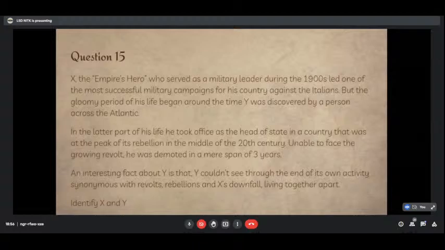X and Y in their direct sense are not related at all. Just the fact that their journey spanned across a similar period and coincided for quite a while. One was unable to deal with the revolt in the country he was serving. The other, which is Y, couldn't see through the end of its own activity, which is very synonymous with revolts and rebellions, something along those lines. And similar to X, it also had its own downfall or demotion, you could say. So I want you to identify X and Y. It's question 15. Moving on to question 16.